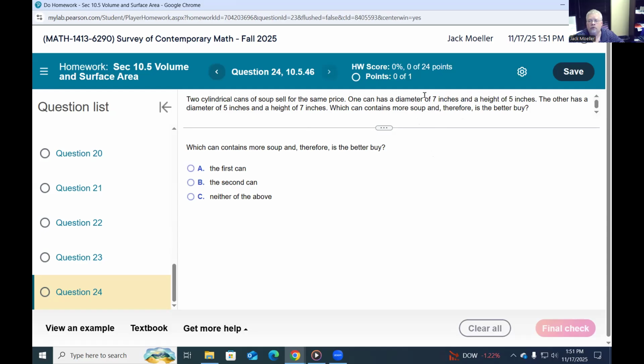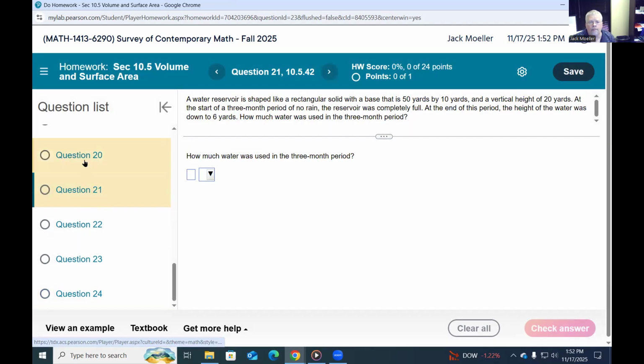So just make sure that when you're dealing with each can, you draw it out. One can has a diameter of 7 inches and a height of 5 inches, so draw that. The only thing here is to make sure that you go to radius. So there's not even any word problem on surface area. It's just, here's a couple of objects. Oh, I knew there was one in the homework I needed to talk about.